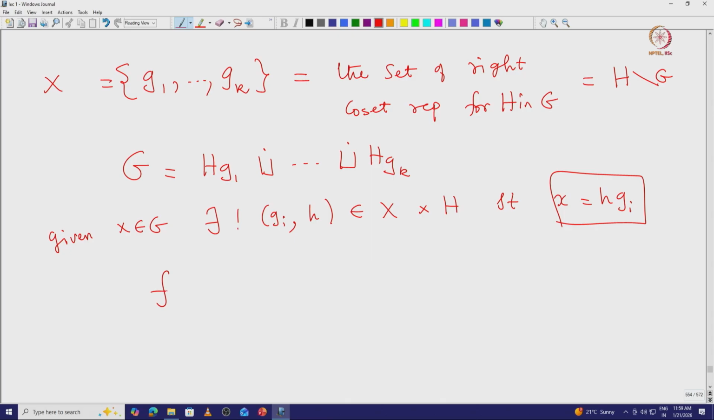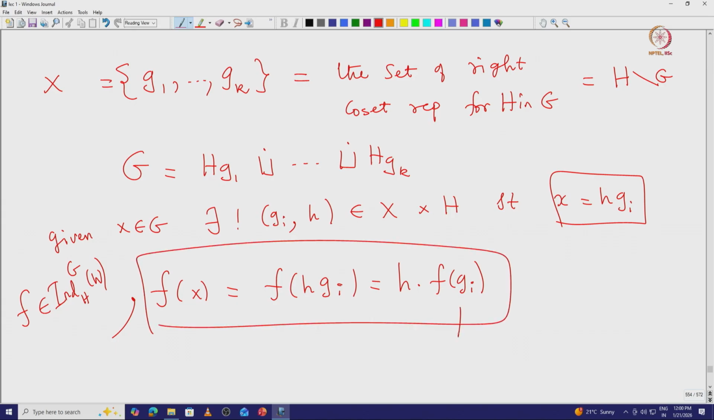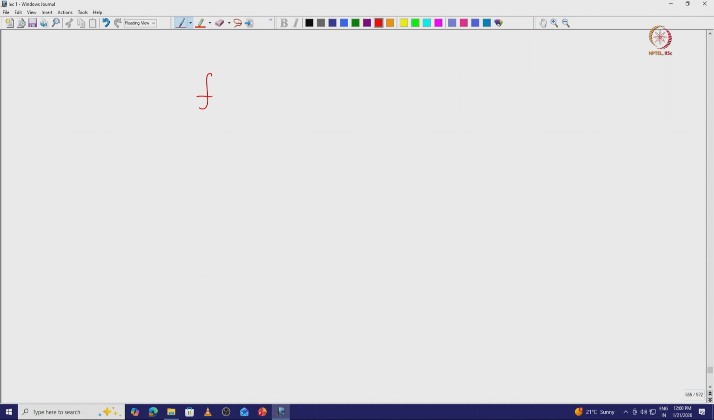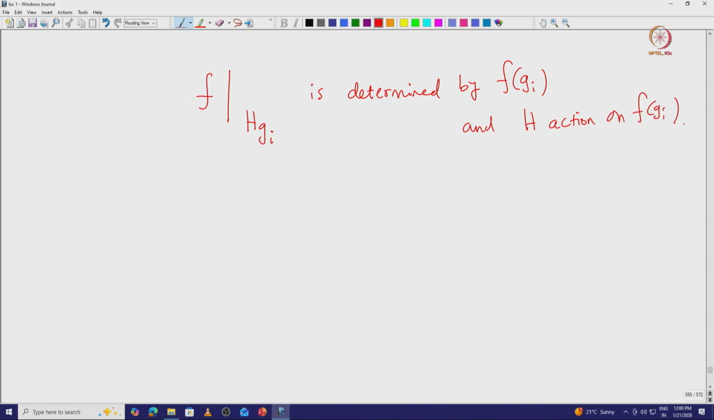So, now that tells you what will happen to this function f of x. Suppose you start with this f from this induced space. Then when you evaluate f of x, that is going to be exactly given by f of h g_i, which is given by the action of h on f of g_i. So, as long as we know the value of f of g_i, using the H action we will be able to recover all other values on the right coset h g_i. That is what this equation actually tells. Okay. So, basically the observation is that f restricted to H g_i is determined by f of g_i and the H action on it.